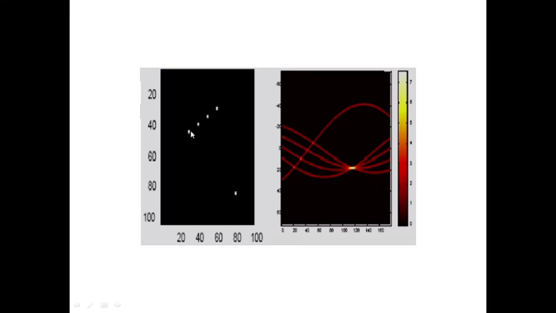The same thing: these 4 points have a tendency to form a line. So for each and every point there will be a sinusoid in the parameter space. Whenever all these 4 sinusoids intersect, that point is nothing but this line in the image space, the edge or a line, whatever it is.